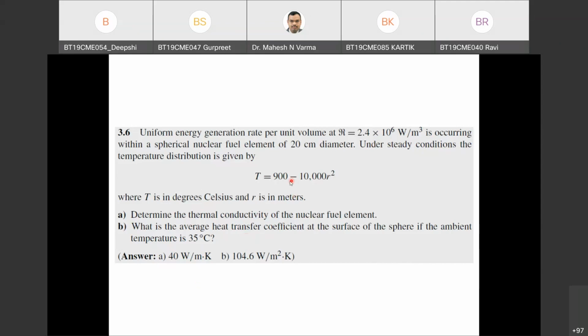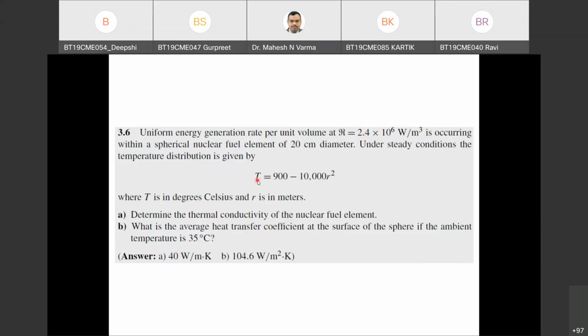Okay. Now you have this value k, you have already got. Now you have rate of heat transfer at the surface, already you have in watt. And this flux also you got at the surface. Now this flux also equals to h into delta T. And delta T, how to get delta T?